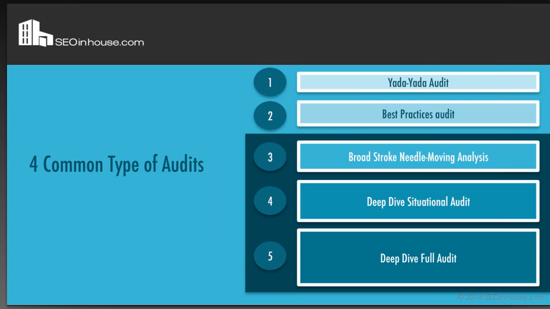And then the last one would be the full out big deep dive audit. And so what I'm going to talk about today is mostly the full deep dive audit. So what are the elements that should be included in that you need to consider? I think when people get an audit, that's what they expect.